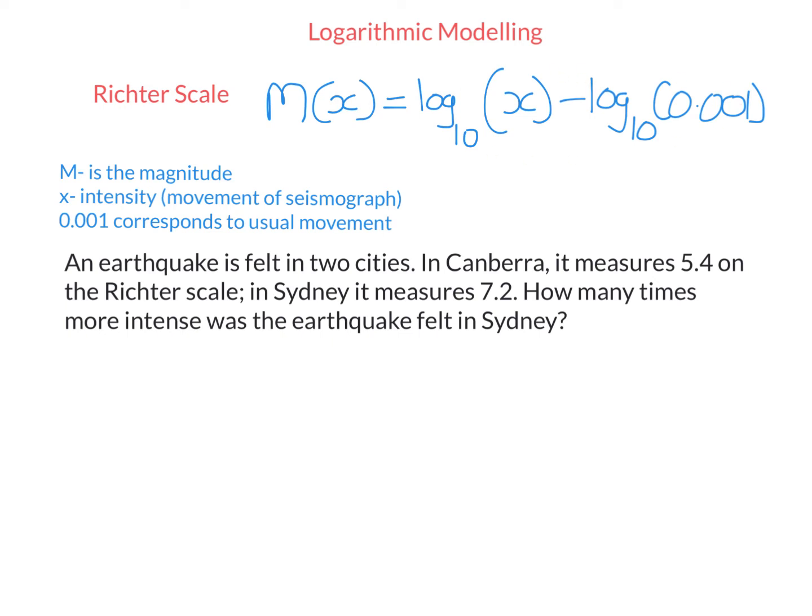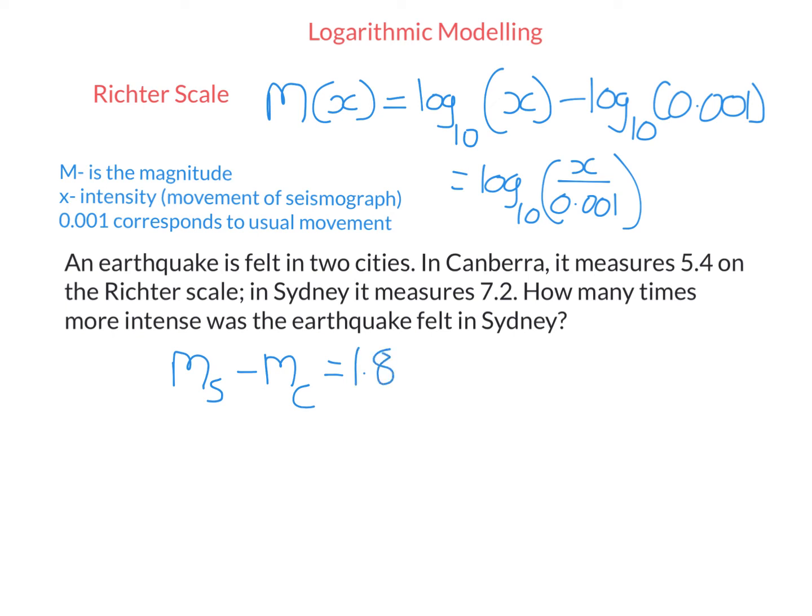You know from our log laws that when you subtract logs, you just divide their powers. We're just going to write this as log base 10 of x, where x is the intensity, over 0.001. So what we're going to look at is the difference in magnitude in Sydney, that's what ms means, and mc the magnitude in Canberra. Well, we know the difference is 1.8. So it's just 7.2 minus 5.4.